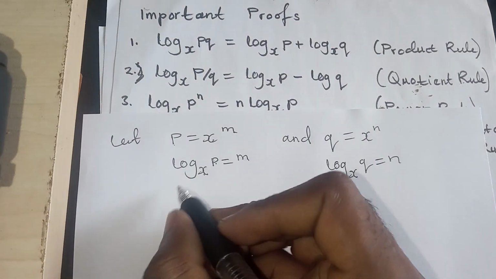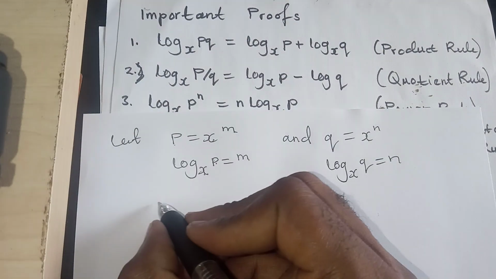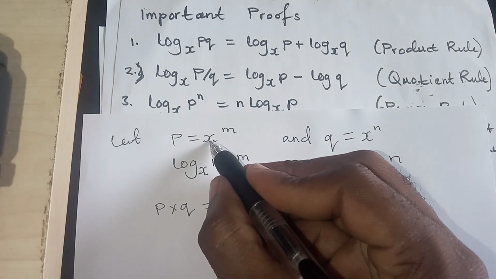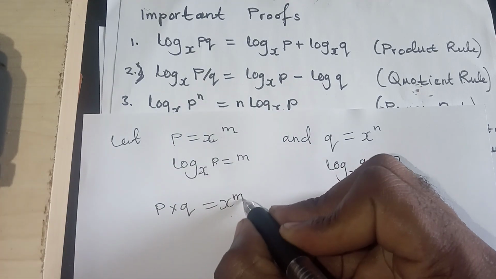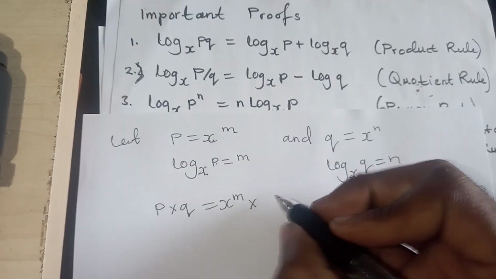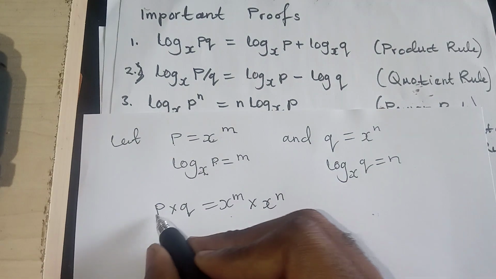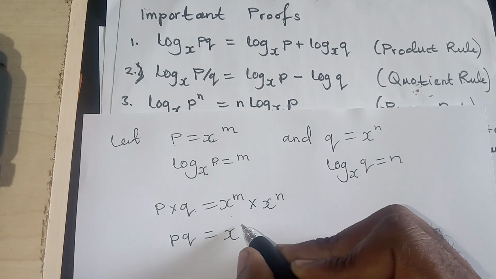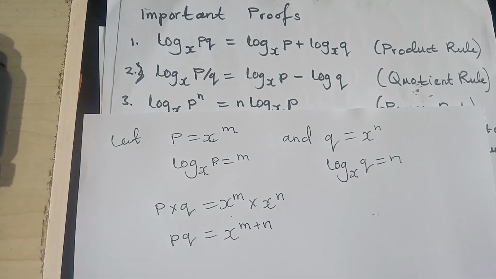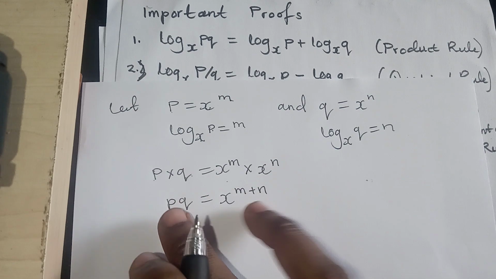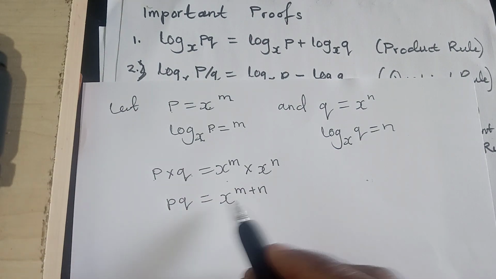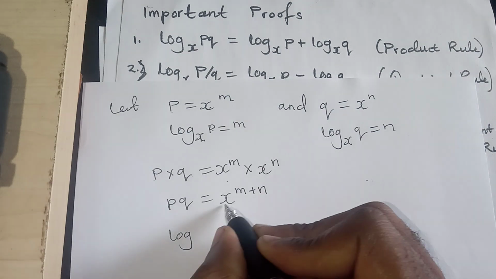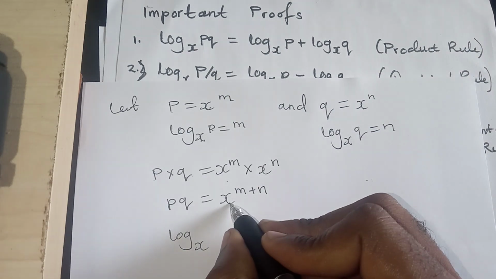So now we can start the proof by saying p times q is equal to, p is x to the power m multiplied by q is x to the power n. Then when you multiply these two, you have pq is equal to x to the power m plus n. And then now you can convert this to log form. As you can see, this is in exponential form. So you can just say log x is the base.